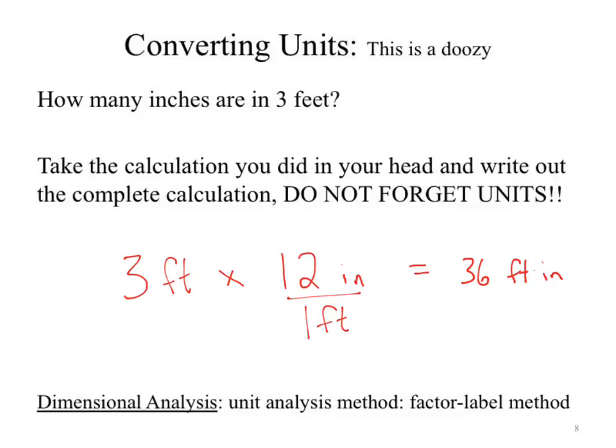What you did was take a unit conversion, our equation, 12 inches equals 1 foot, and you divided both sides of that equation by 1 foot. And you ended up with the equation 12 inches over 1 foot equals 1. You took that 1 and multiplied it by 3 feet. You've now done your unit conversion.